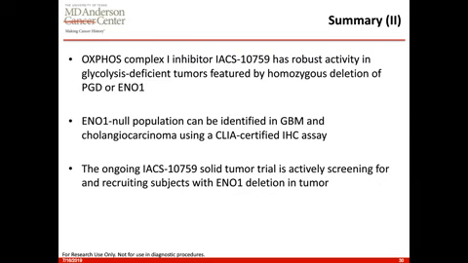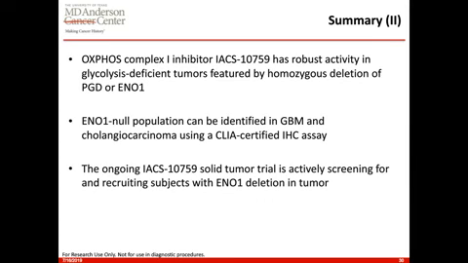So to summarize the second part of my talk, an OXPHOS complex 1 inhibitor, IX-10359, has robust single-agent activity in glycolysis-deficient tumors that are featured by homozygous deletion of either PGD or ENO1. And ENO1 deletion populations can be identified in GBM and cholangiocarcinoma using a clinically certified IHC assay. These are pretty rare populations, but we think this is the area where the impact can be made. And the ongoing IX-10359 solid tumor trial is actively screening and recruiting subjects with ENO1 homozygous deletion in the tumor.